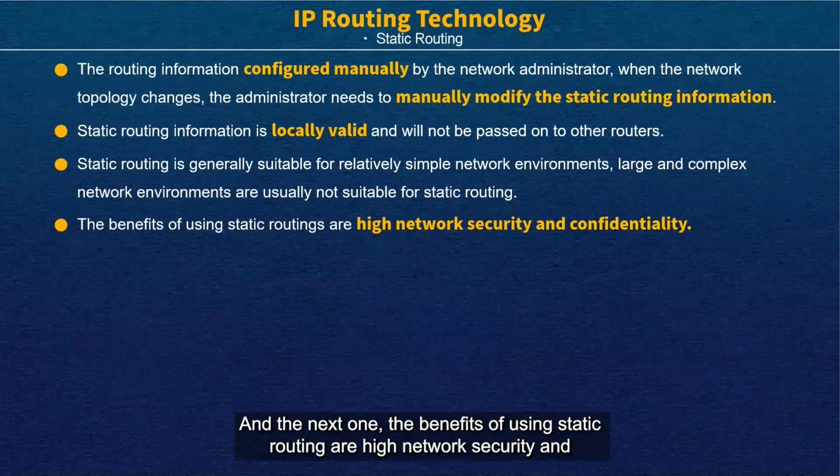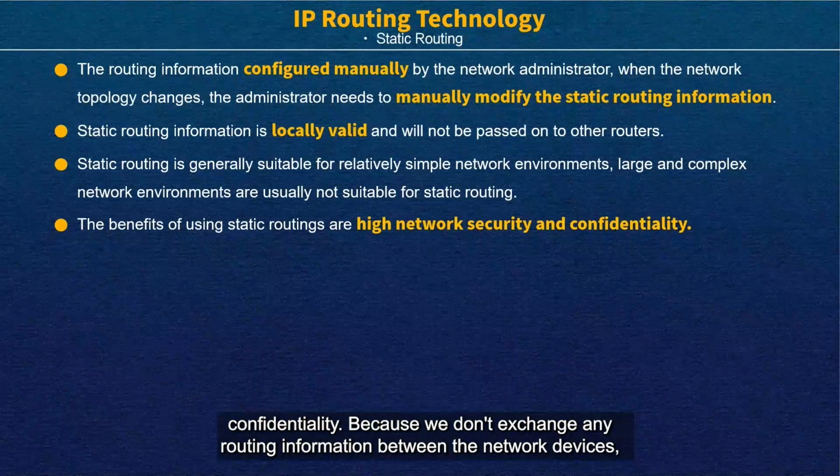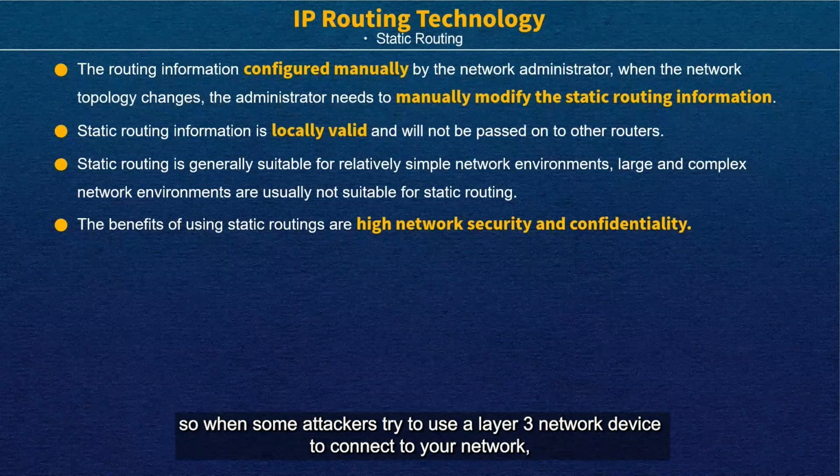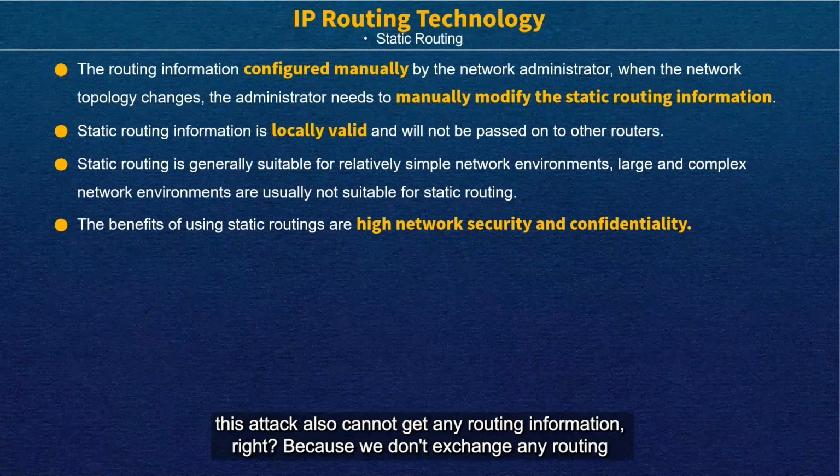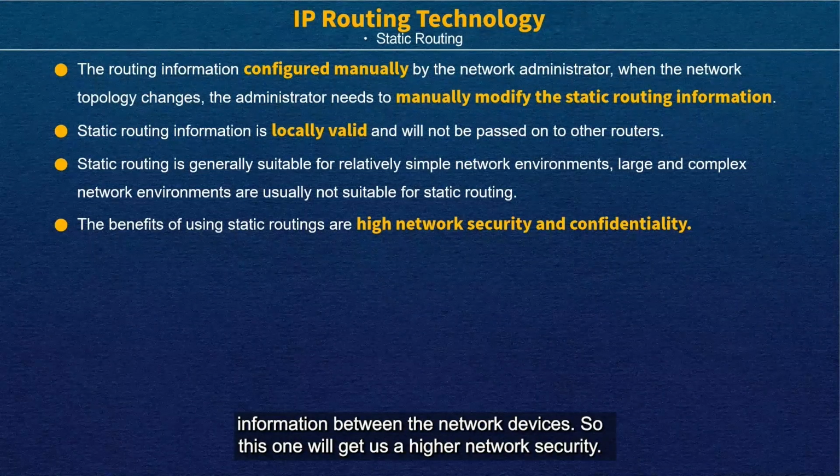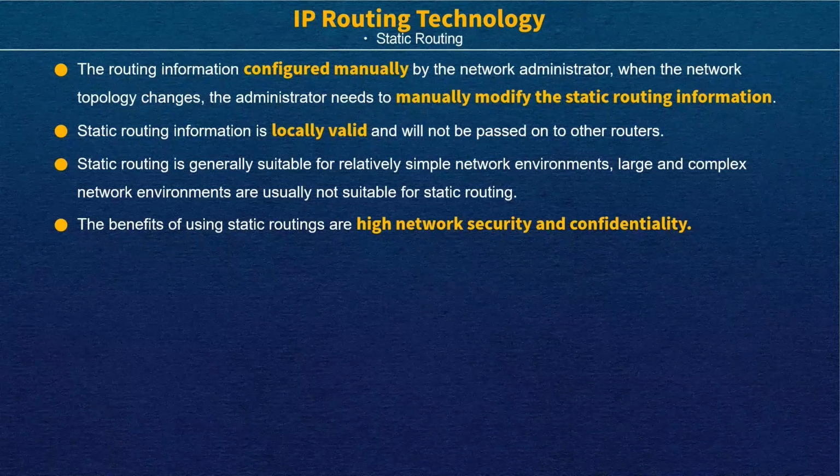And next, the benefits of using static routes are high network security and confidentiality, because we don't exchange any routing information between the network devices. So if an attacker simulates a layer 3 network device to connect to your network, this attacker also can't get any routing information, right? Because we don't exchange any routing information between the network devices. So we get high network security.